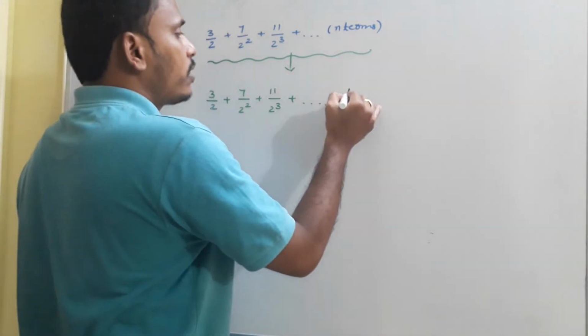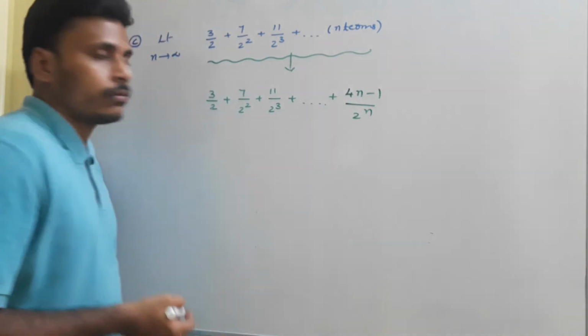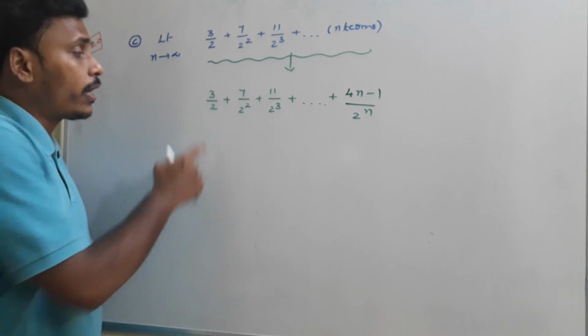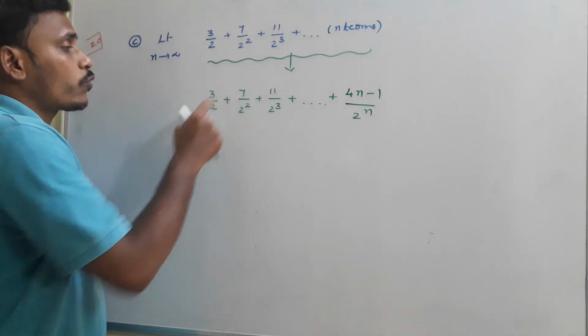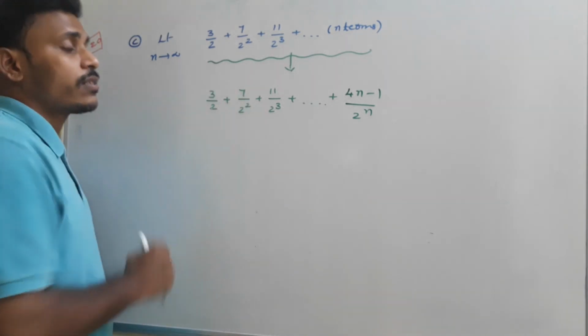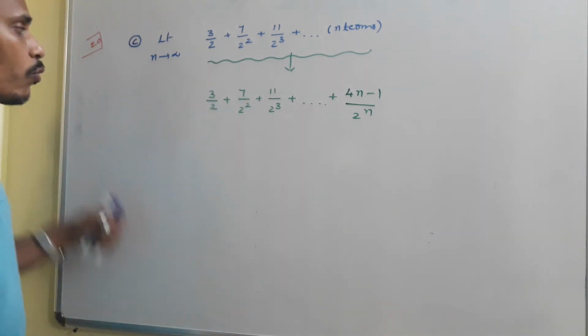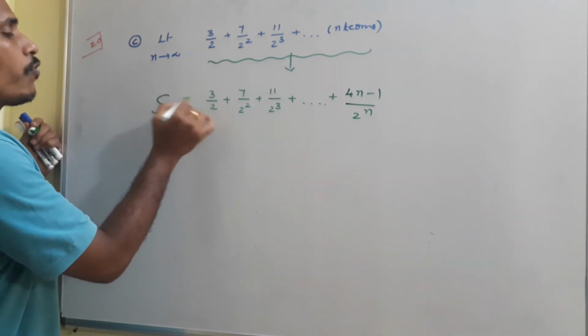So what I will say is that is simply 4n minus 1. Just think about it. 4 into 1 minus 1 is 3. 4 into 2 minus 1 is 7. 4 into 3 minus 1 is 11, and that is the nth term. But what we need? I need the sum of all these terms.